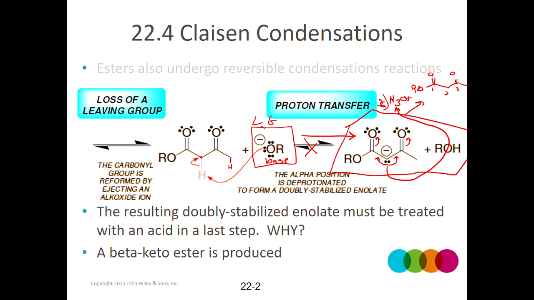So here we're saying the resulting doubly stabilized enolate, that's this one here, that's what drives that forward. We need a proton source to protonate that in the last step because it's well stabilized otherwise. And we have something called a beta keto ester. Right, so here's an ester. This is the carbonyl carbon. Here's the alpha, and here's the beta. So we have a keto or ketone functional group beta to the carbonyl of this ester, or a beta keto ester.